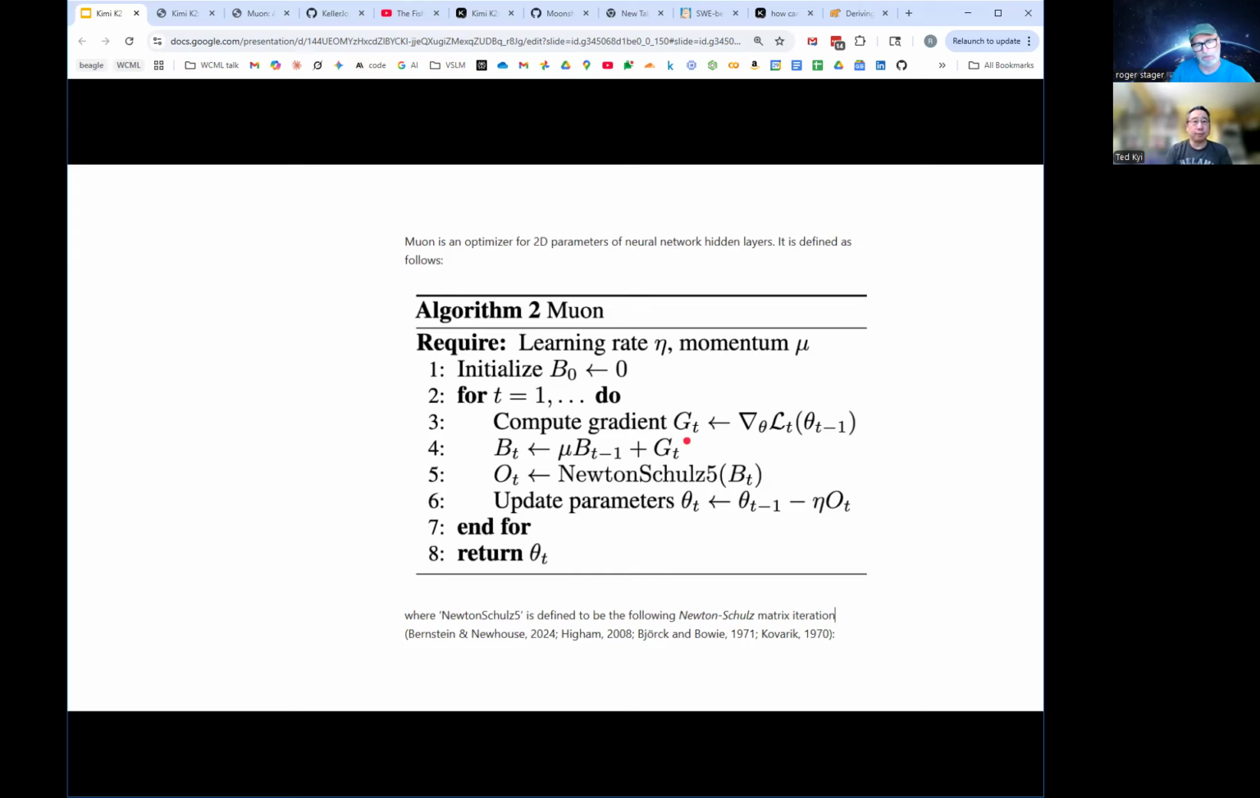Yeah, so what's going on here then, I think, is this basically is getting the gradient of the loss function with respect to the parameters. This is a momentum. It's basically running an exponential moving average of the gradient. So that's what the B is. And then in here is where they call it orthogonalizing the vector. So O is going to be an orthogonalized representation, and that's what we actually use for the gradient descent update.